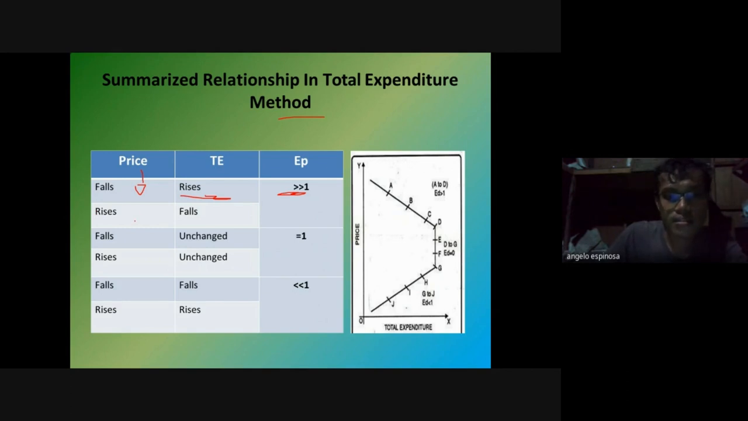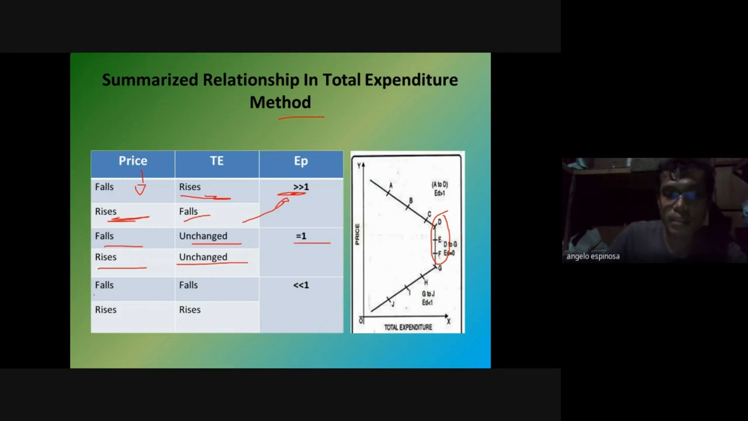When the price rises, the total expenditure falls, and that will give you elasticity greater than one. Next, when the price falls and there is no change in the total expenditures, that is equal to one. Likewise, when the price is rising and there is no change in the total expenditures, so here in E and F, there is what we call equal to 1.